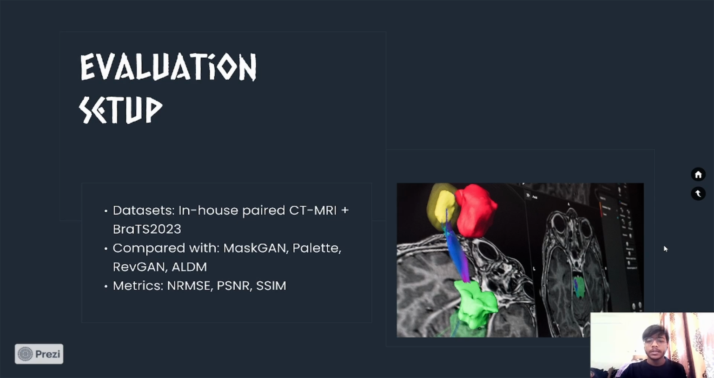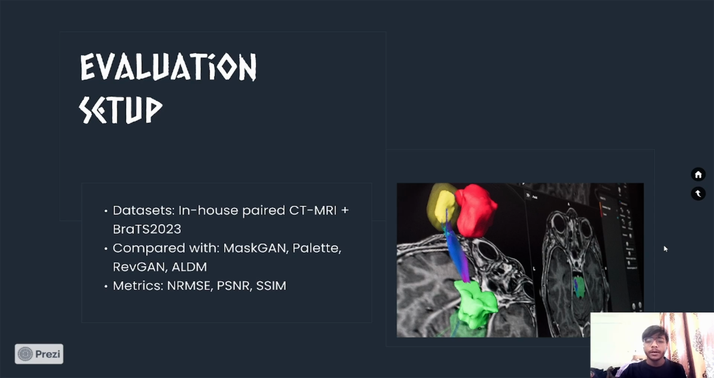Let's first talk about the baseline models they compare against. These include MaskGAN, a GAN-based method adapted for paired training. Second is Palette, a 2D conditional diffusion model designed for general image translation. Third is RevGAN, a reversible 3D GAN model. And fourth is ALDM, a 3D latent diffusion model which reduces memory by operating in a compressed latent space. Each of these models represents a different design philosophy, from 2D unpaired GANs to high-capacity 3D diffusion systems. So this comparison is quite fair and broad.